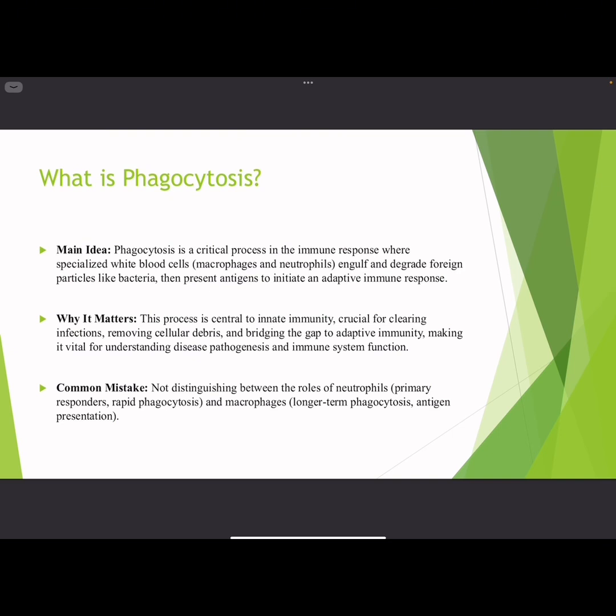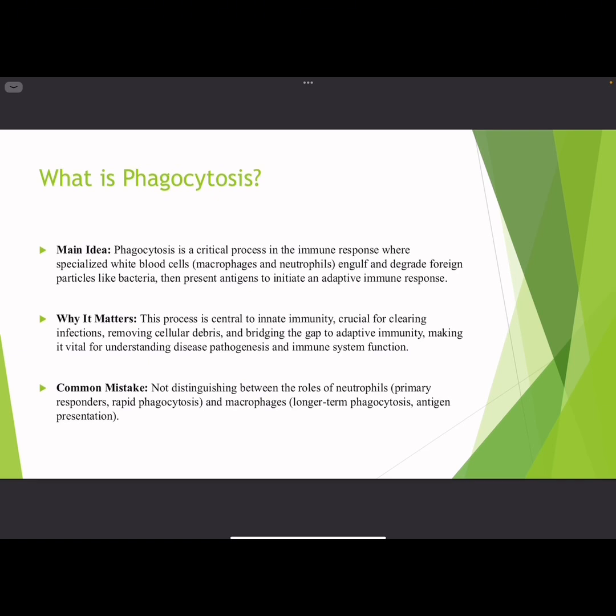Phagocytosis is a fancy word for when certain special living cells called phagocytes literally eat other cells or particles. Think of them as the Pac-Man of your body. It eats up anything harmful. We have two main phagocytic cells, which are the macrophages and the neutrophils, that engulf and degrade foreign particles like bacteria, then present antigens to initiate an adaptive immune response, especially the macrophages.